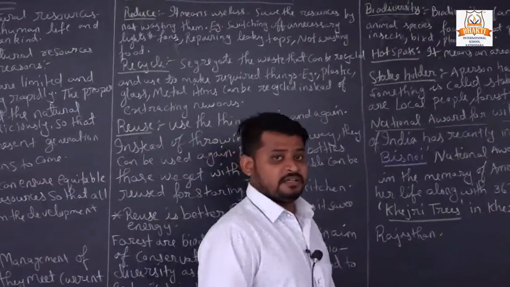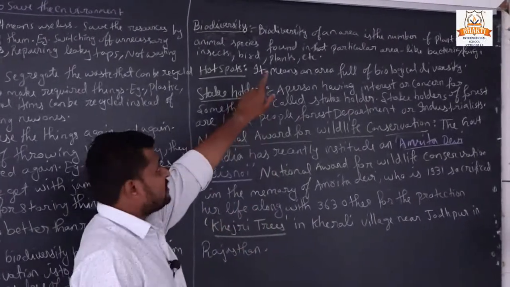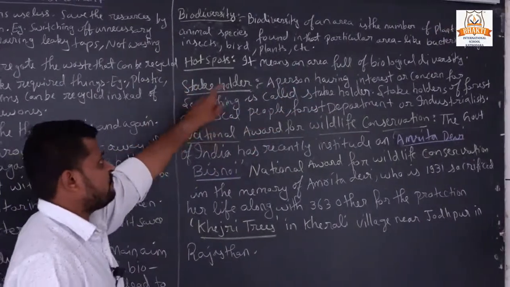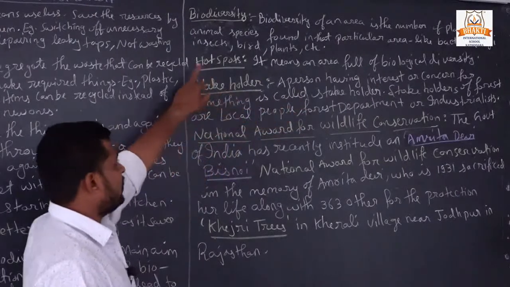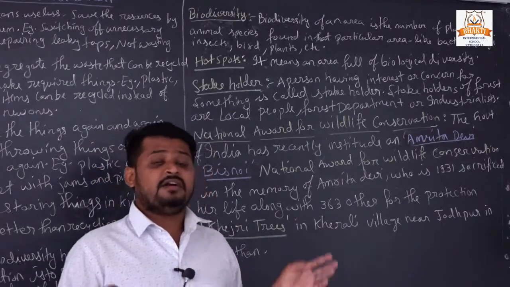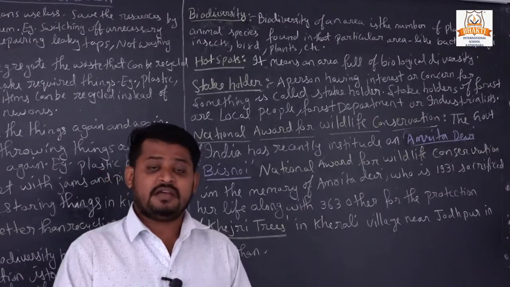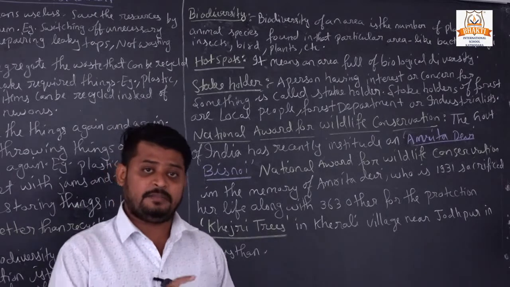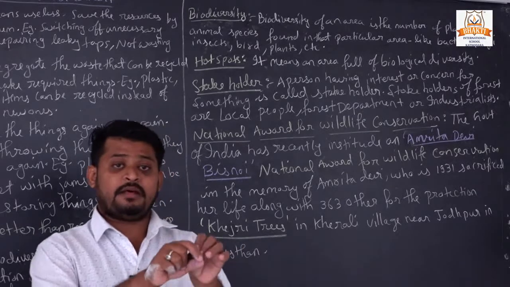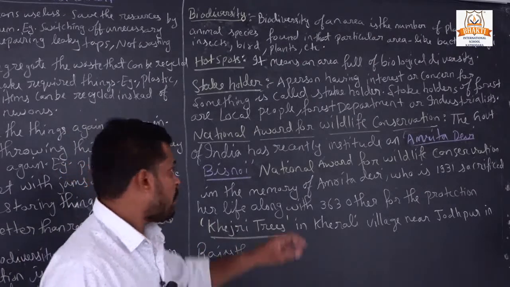What is biodiversity? The word biodiversity is used for forests, but what is meant by biodiversity? Biodiversity of an area is the number of plant and animal species found in that particular area, like bacteria, fungi, insects, birds, plants, etc. It is where all the things interact with each other at a particular place, like animals, plants, birds, fungi, insects, all living at the same place. That is called biodiversity, and the forest is the biggest biodiversity.